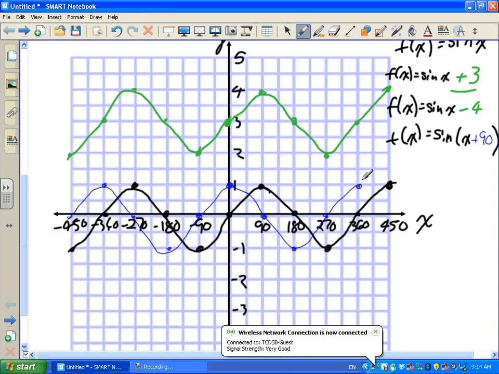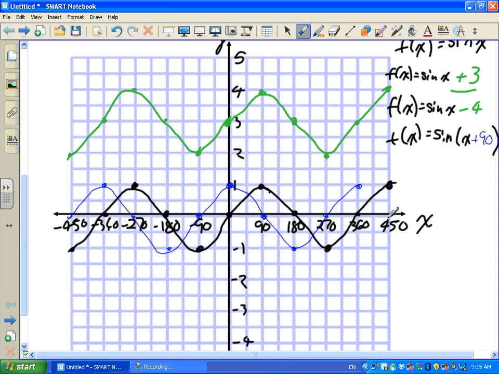And what would the next number be? If I'm at 450 degrees, what is my y going to be in that case? It's going to be 0. That would be our pattern. We swoop back down. Okay? So our blue wave represents this function here, f at x equals sine x plus 90.